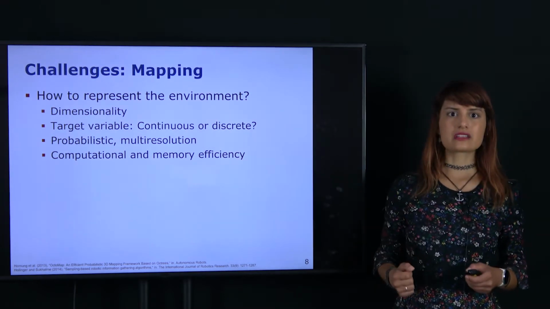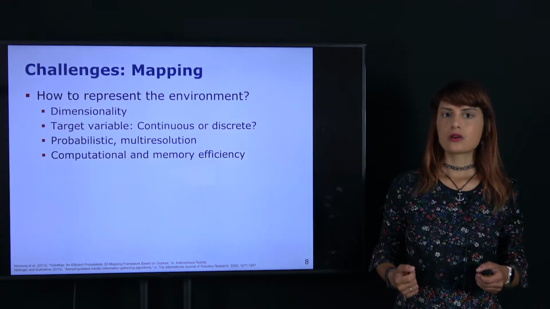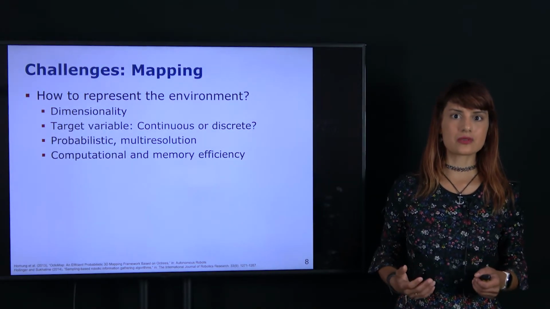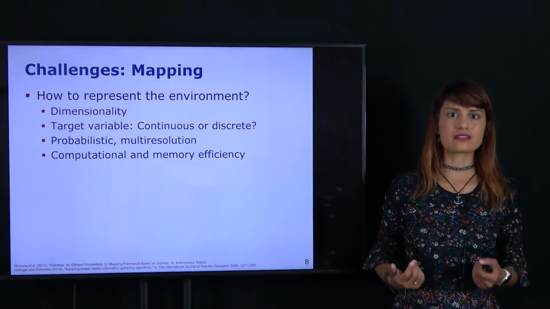So what are some of the things that we need to consider? First, obviously, is what is the dimensionality of the environment? So where are we taking the actual measurements in physical space?